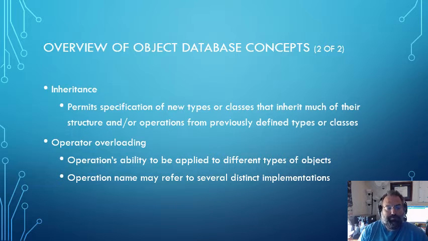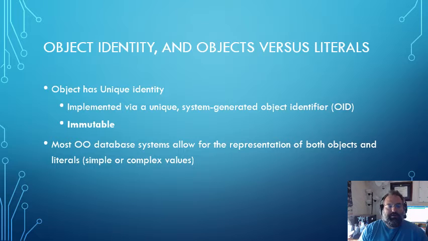Inheritance is the concept that permits the specification of new types or classes that inherit much of their structure and/or operations from previously defined types or classes. Operator overloading is the concept of having one operator that has the ability to be applied to different types of objects. An operation name may refer to several distinct implementations. An object has a unique identity implemented via a unique system-generated object identifier, so an OID. And generally speaking, objects are immutable, at least the unique identifier is.